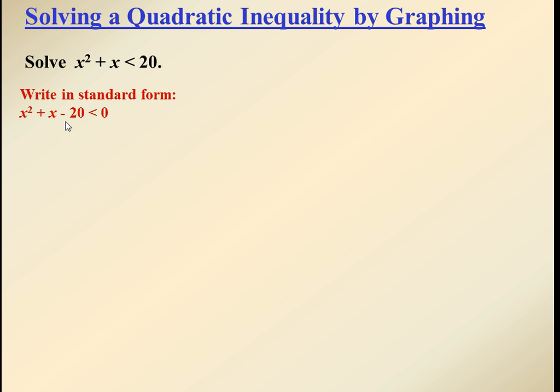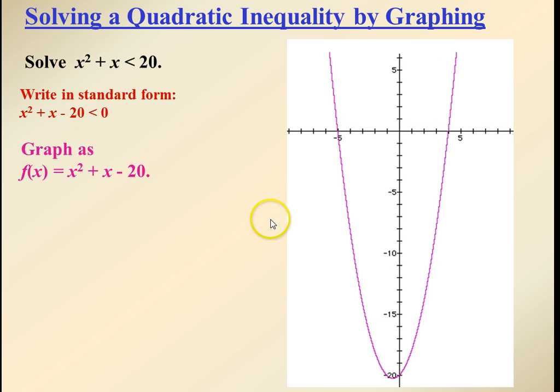And then what I want to do is graph this as a function. So x squared plus x minus 20 is going to equal f of x. All right. So if I graph this function, here's what it looks like. So here's the graph of x squared plus x minus 20. Y equals. So that's our function. f of x equals y equals. You need it in your graphing calculator.